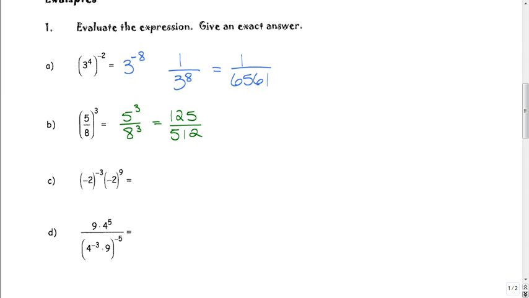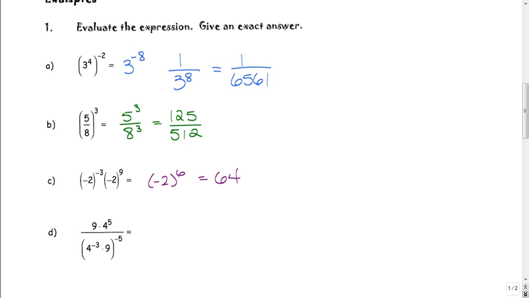So C, this one, the key to this one is that we have the same number inside. It's like having the same variable. So we have a negative 3 and a positive 9. We are multiplying. So when you multiply the same base, the exponents, you add. So negative 3 plus 9 is 6. So this is saying negative 2 to the 6th power, which is 64. Again, you don't have to know how to do all that in your head. You just have to have a calculator.